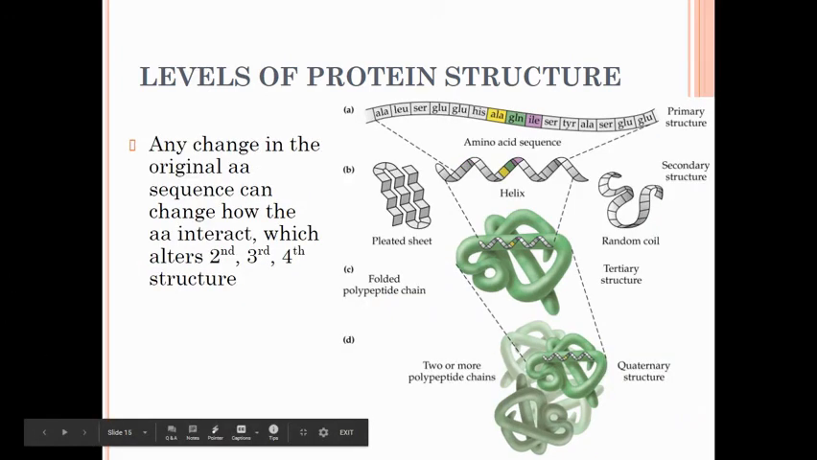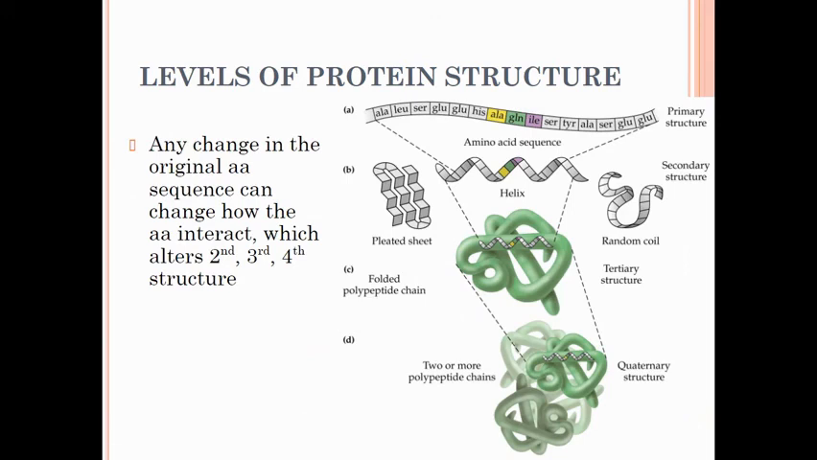Any change in the original amino acid sequence, which is the primary structure, can change how the amino acids interact, which alters the second, third, and fourth structure. So the entire structure of a protein is dependent upon what amino acids we put together and in what sequence. If that changes, that can change the secondary structure, that can change the tertiary structure, and that can change the quaternary structure.